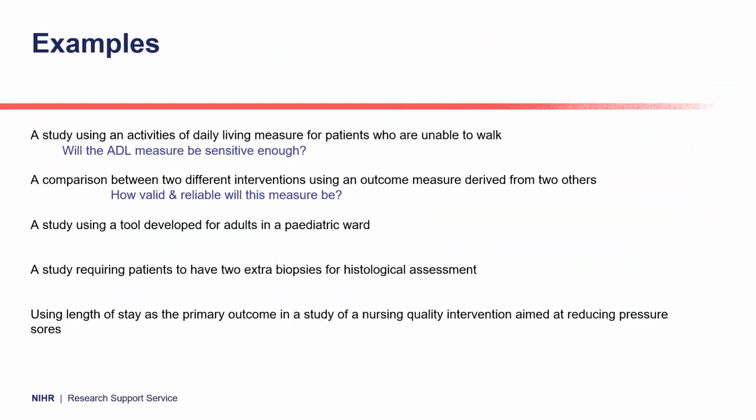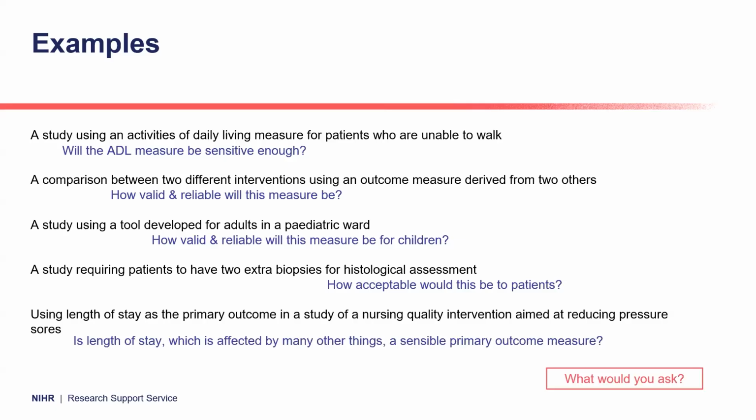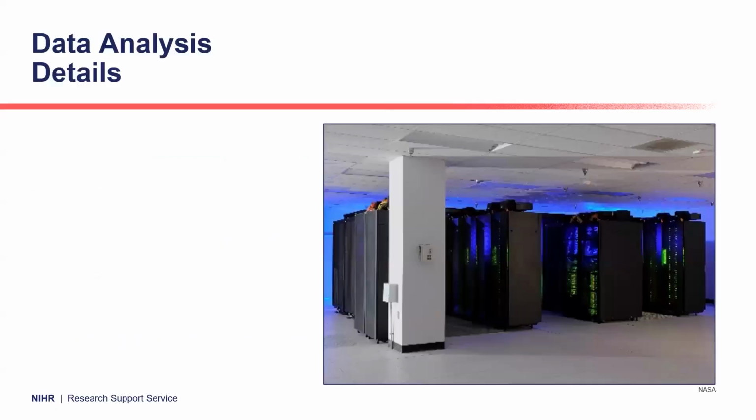A study using a tool developed for adults in a pediatric ward, so how valid and reliable will the measure be for children? A study requiring patients to have 2 extra biopsies for histological assessment. Well, how acceptable would that be to patients? Using length of stay as the primary outcome in a study of a nursing quality intervention aimed at reducing pressure sores. Is length of stay, which is affected by many other things, a sensible primary outcome measure?